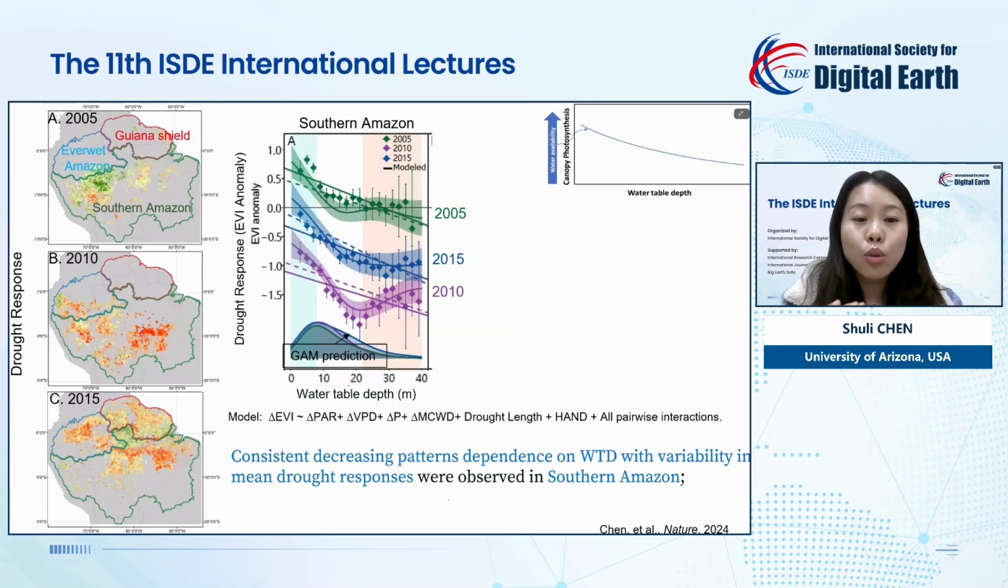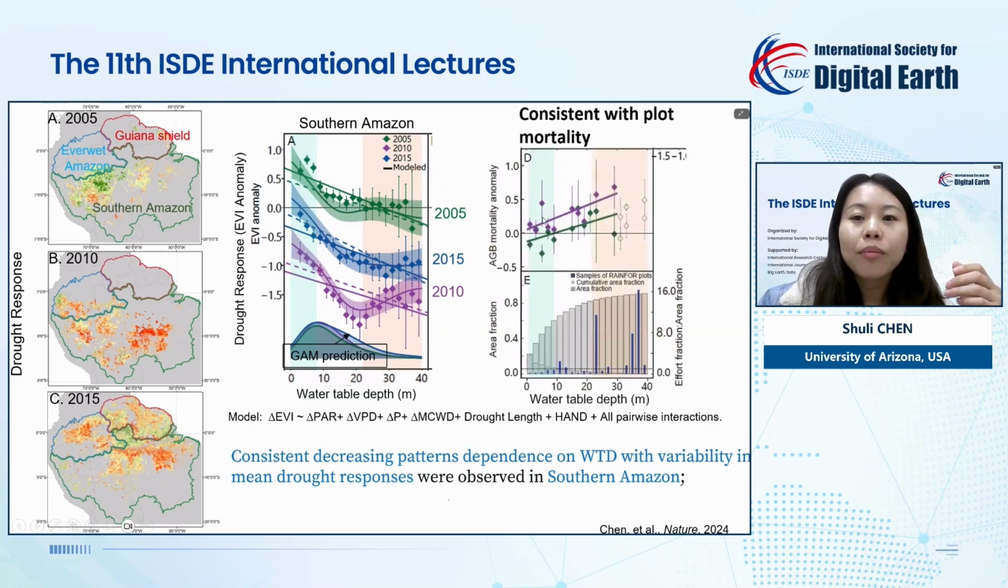And is this true for the other two droughts? Because I only explained the 2005 drought. Because the 2005 drought is mainly located in the southern region of the Amazon, I selected a similar region to test this hypothesis for the other two droughts. And then I observed a consistent decline dependent on the water depth. So this confirmed the hypothesis about the water depth.